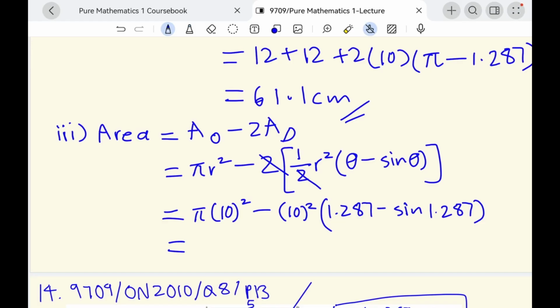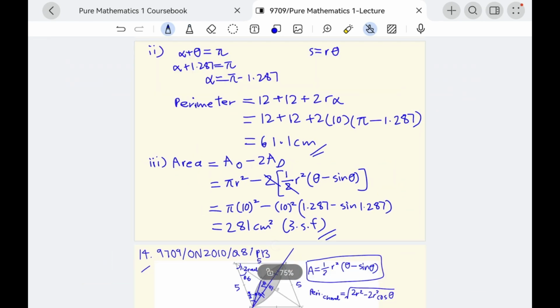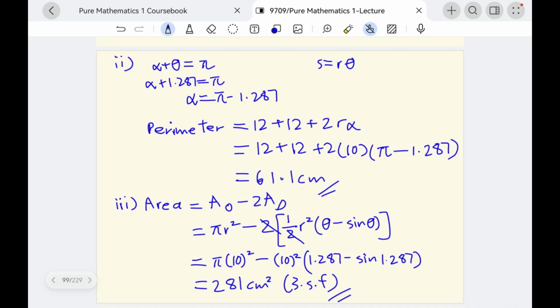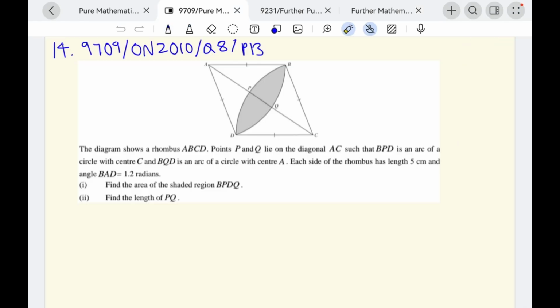So by right you should get 281 cm squared, in three significant figures. Alright, so that's the end of the discussion for this question. Let's move on to the next question, shall we? Alright, let's move on to the last questions. Question 14, among the exercises for chapter 4.